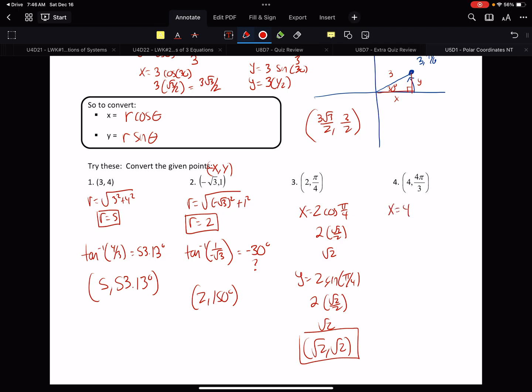x equals 4 cos 4 pi over 3. All right, so we're talking 4 pi over 3. We're talking 60-degree reference angle in the third quadrant. So cos, we got that negative a half. 4 times negative a half is negative 2. y, 4 sine 4 pi over 3. 4 times negative rad 3 over 2 is negative 2 rad 3. There's our point.